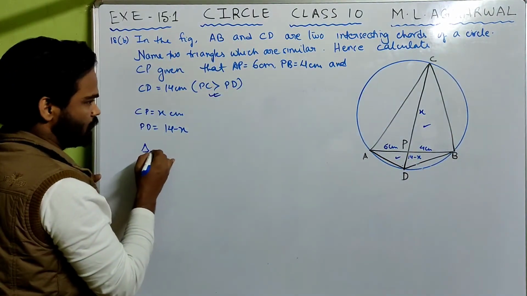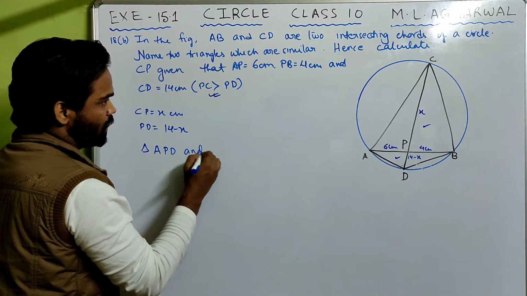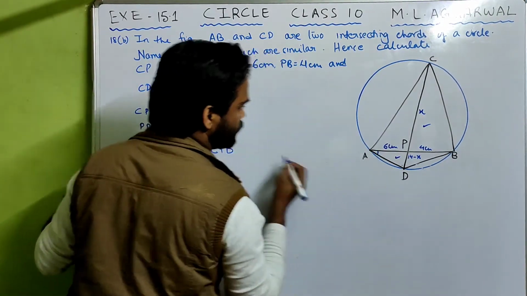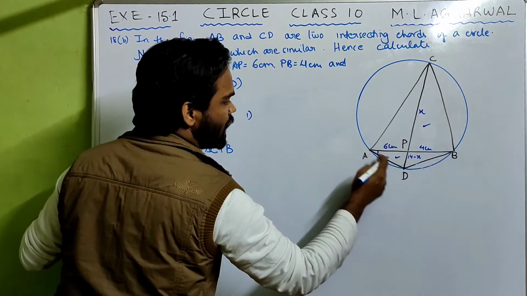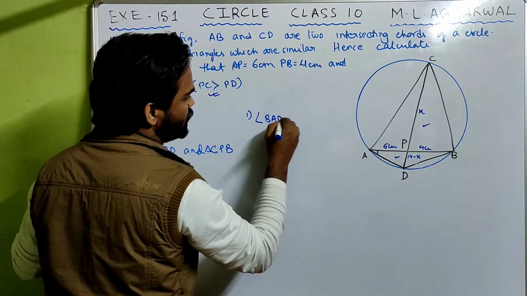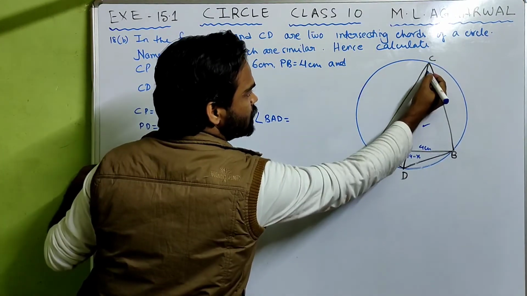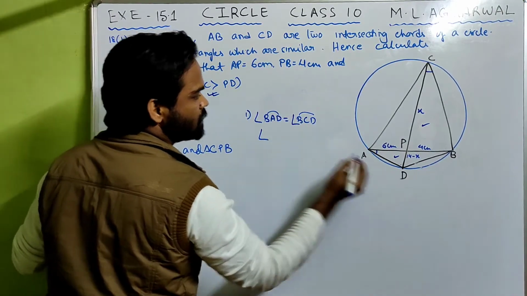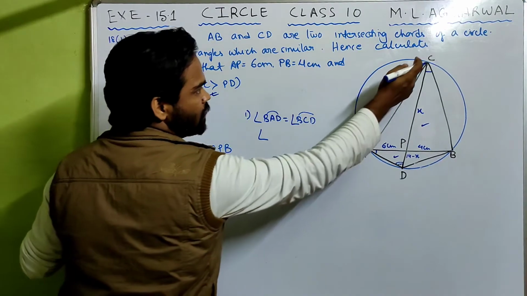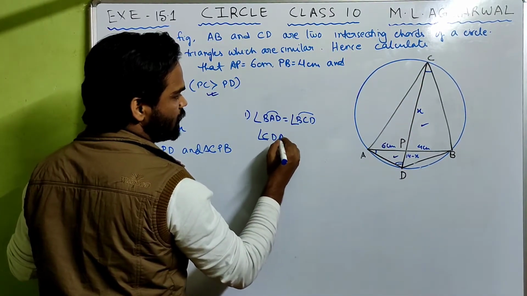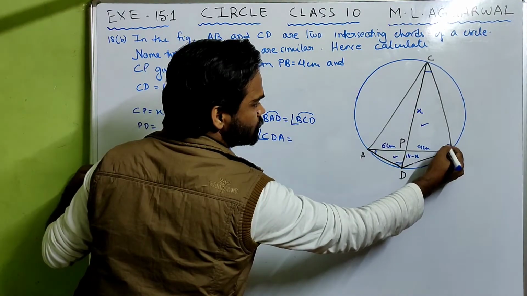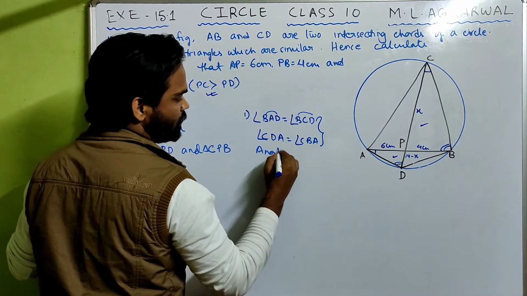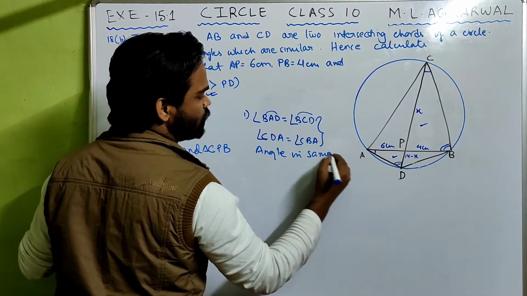Look at this triangle and this triangle. I'm talking about triangle APD and CPB. First of all, look, this angle. I'm talking about BAD. Angle BAD is equal to BCD. This angle, same segment, isn't it? Look, BD is the segment. And this angle, look over here, CDA is equal to CBA, angle in same segment. They have to be equal, isn't it?